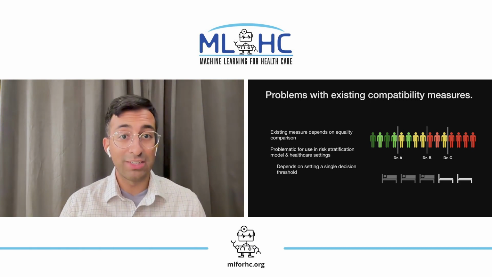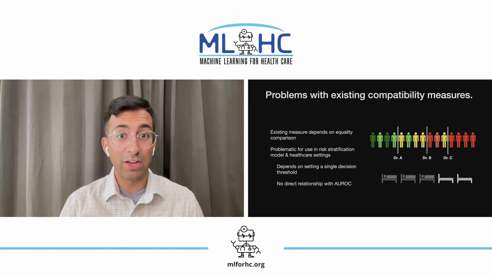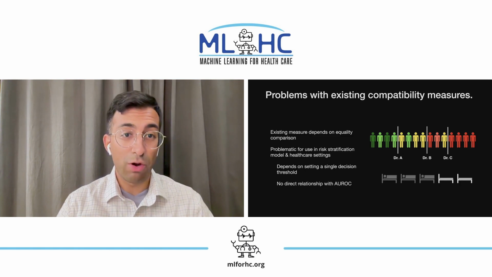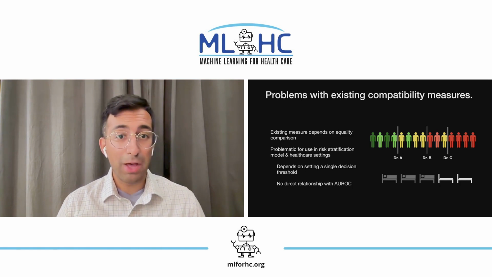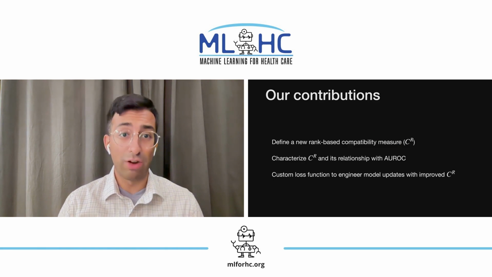You might use rankings to select the top X patients based on resources available. In this case, you're just interested in ordering patients. Stratification is generally what we're trying to maximize in ML for healthcare. Performance is generally measured using the AUROC measure, and the existing compatibility measure has no direct relationship to AUROC. Thus, you can't directly assess any trade-offs between compatibility and performance. Our work addresses these gaps.